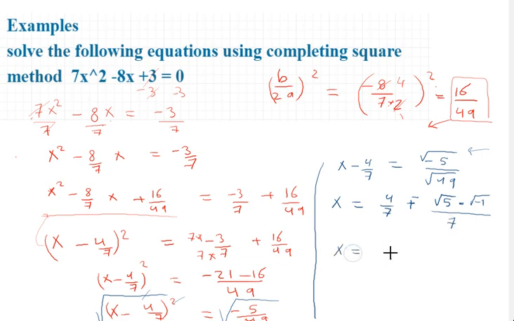Then x will be equal to 4/7 plus or minus the square root of minus 1, which is a term in mathematics called i. So this is the solution of this quadratic equation. i represents the square root of minus 1, which is an unreal number.